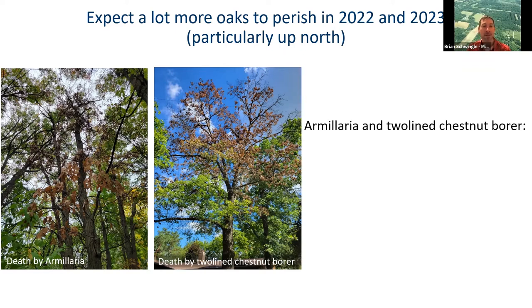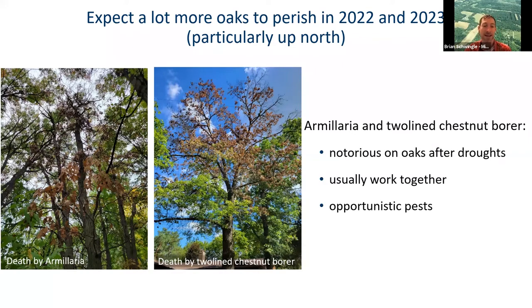Now, you have these two native pests, Armillaria being a disease. There are a few different species of Armillaria, and then twolined chestnut borer, which is a flat-headed wood borer. It's in the same family as emerald ash borer, but it's native. These two critters are notorious for attacking drought-stressed oaks after the drought, or heavily defoliated oaks after the defoliation. Oftentimes, you'll find Armillaria and twolined chestnut borer on the same dying oak, and they're opportunists. Meaning that if the tree isn't stressed, you generally aren't going to find problems due to Armillaria and twolined chestnut borer.